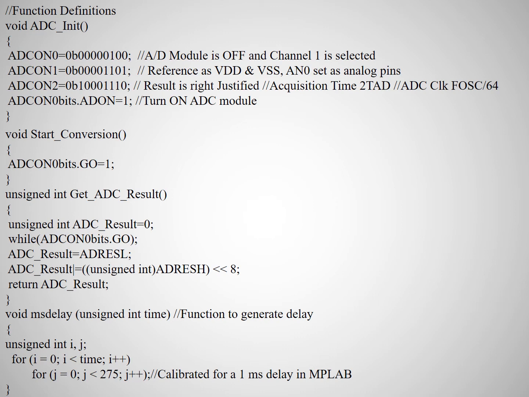And as you are aware, there are two registers for ADC that are inbuilt, that is ADRESL and ADRESH. So the lower one will be given to ADC_result. Now in the same register we have to take the higher 2 bits also.